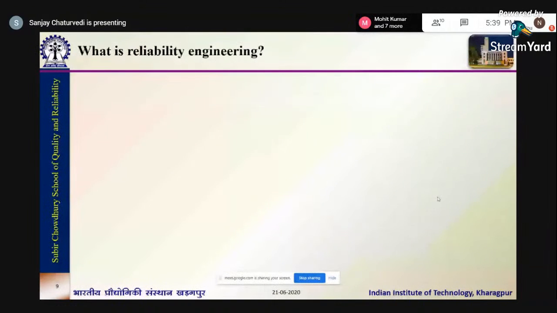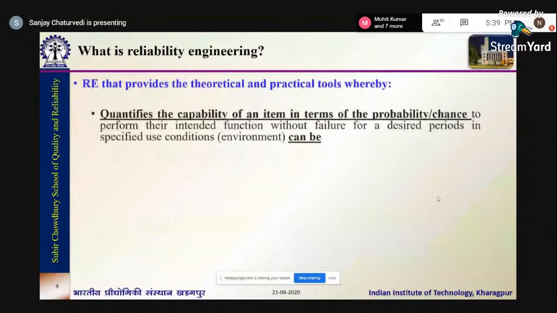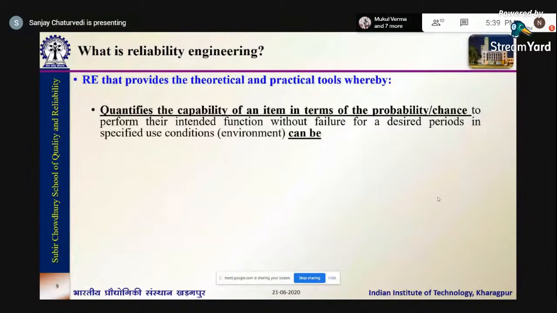So now, briefly, what is reliability engineering? Reliability engineering provides the theoretical and practical tools whereby we can quantify the capability of an item in terms of a probabilistic measure, probability or chance.